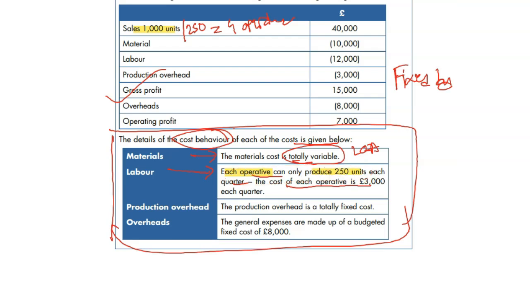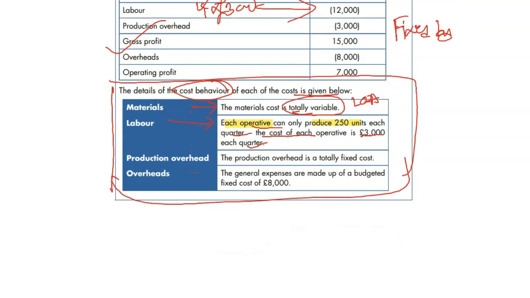And what did they say regarding those operatives' salary? Each quarter, the cost of each operative is 3,000. So 4 times by labor, 4 people needed, isn't it? 4 times by 3,000. That gives us 12,000. So we need to keep it in our head, that one.